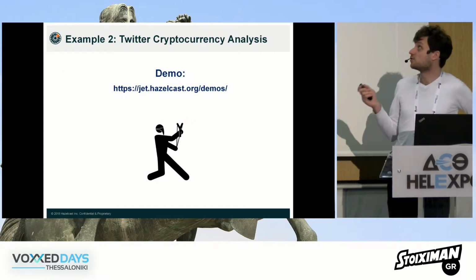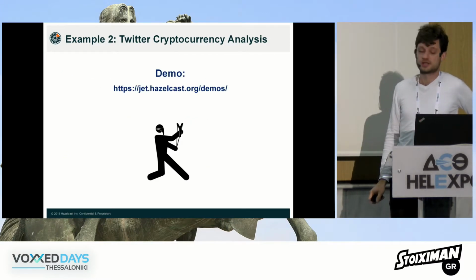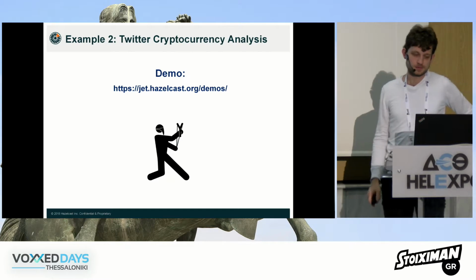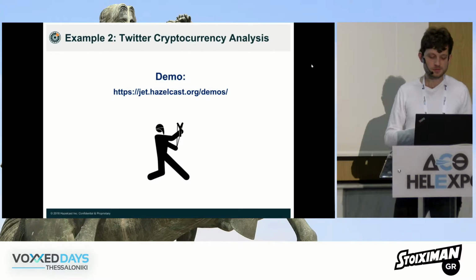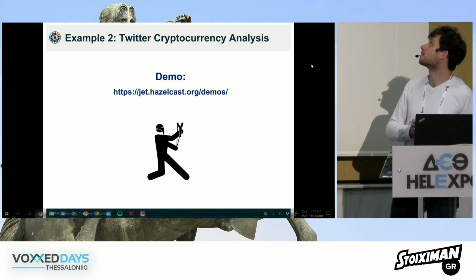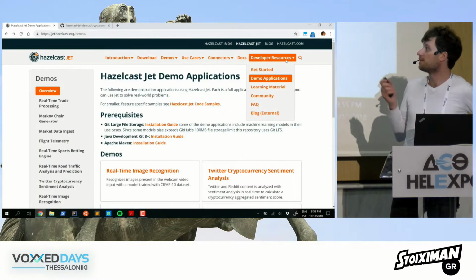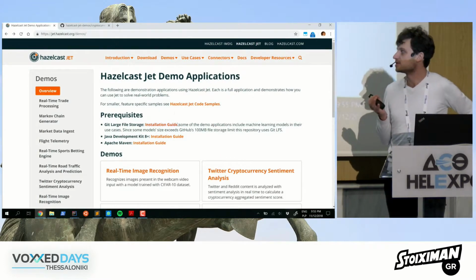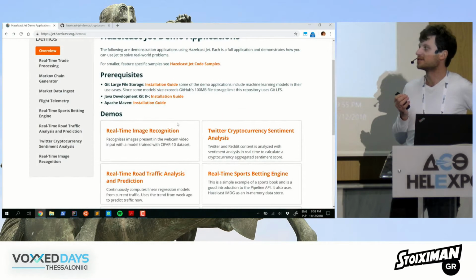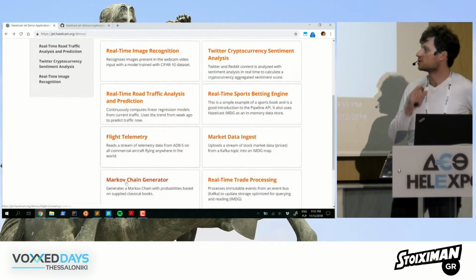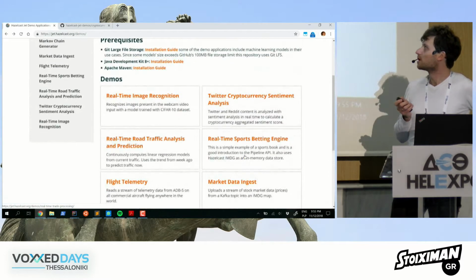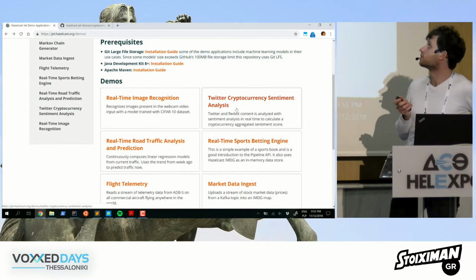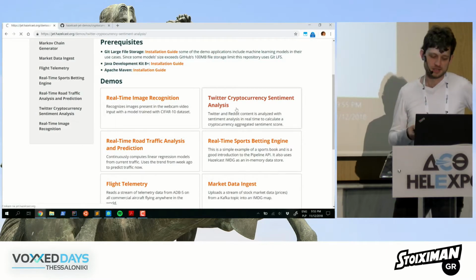You can find this demo on the official Hazelcast Jet demo page. So let's see how it works. If you open this web page, you will see that there are a lot of interesting demos on Hazelcast Jet. There is something about image recognition, flight telemetry, trading. We'll look at one of the demos, which is Twitter cryptocurrency sentiment analysis.